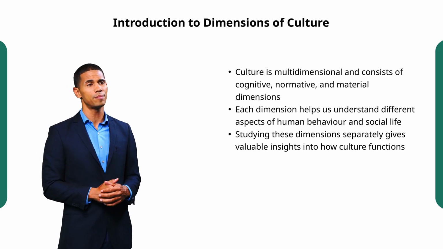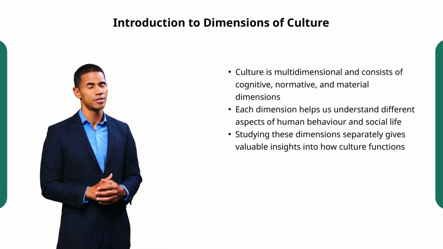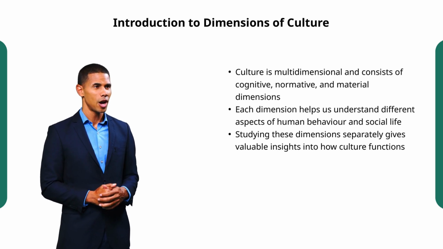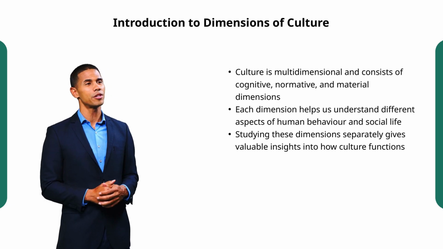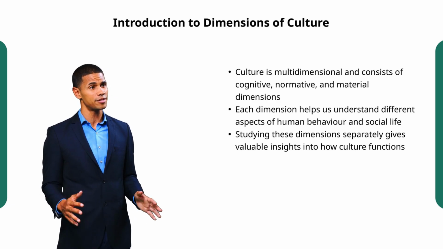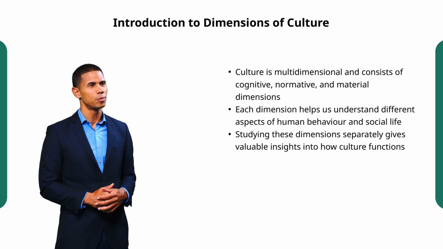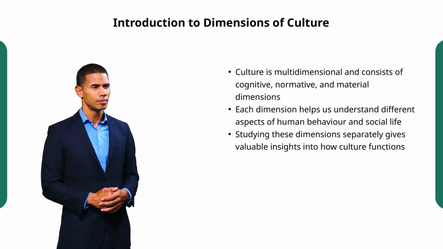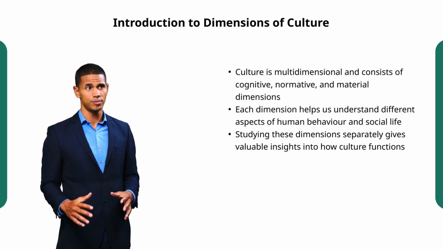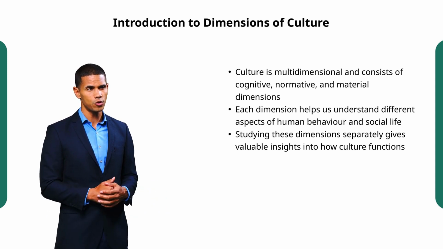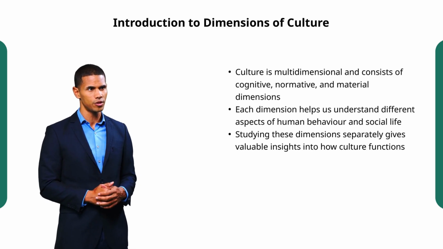Hello, learners. Today we start exploring the fascinating world of culture through its three key dimensions: cognitive, normative, and material. You might ask, what makes culture so complex and important? Well, think of culture as a giant puzzle with different pieces. These three dimensions are like individual pieces that, together, give us the full picture of how people make sense of their world, behave in social situations, and use materials to create their environment.